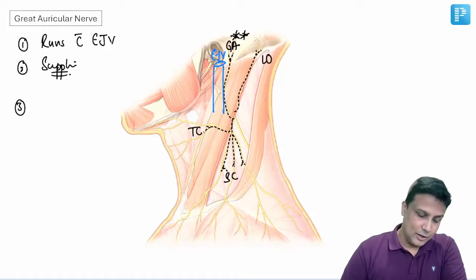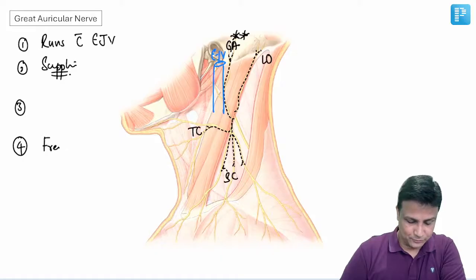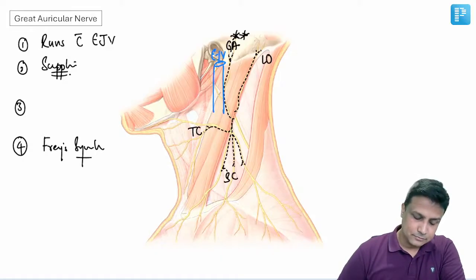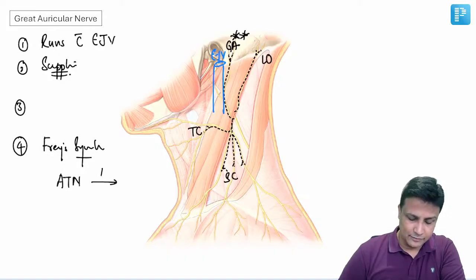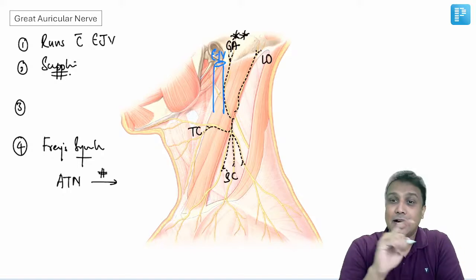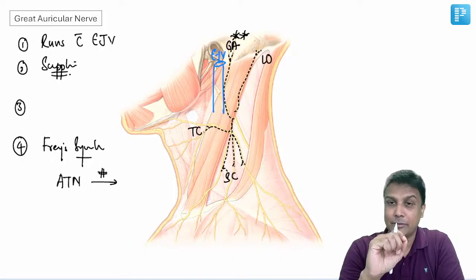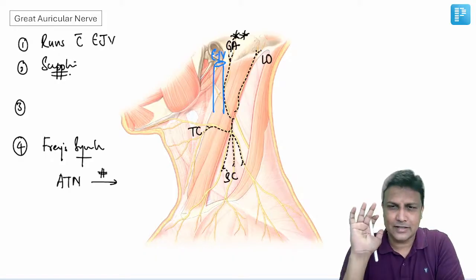Okay. Now, point number 4 is that there is nothing but your Frey's syndrome. Now, how come Frey's syndrome is involved here? Remember, the nerve which is getting injured in Frey's syndrome is the auriculotemporal nerve, sir. I told you very, very clearly just a few minutes back, ALI branches. And in ALI branches, A for auriculotemporal nerve, and that will be gone in Frey's syndrome.